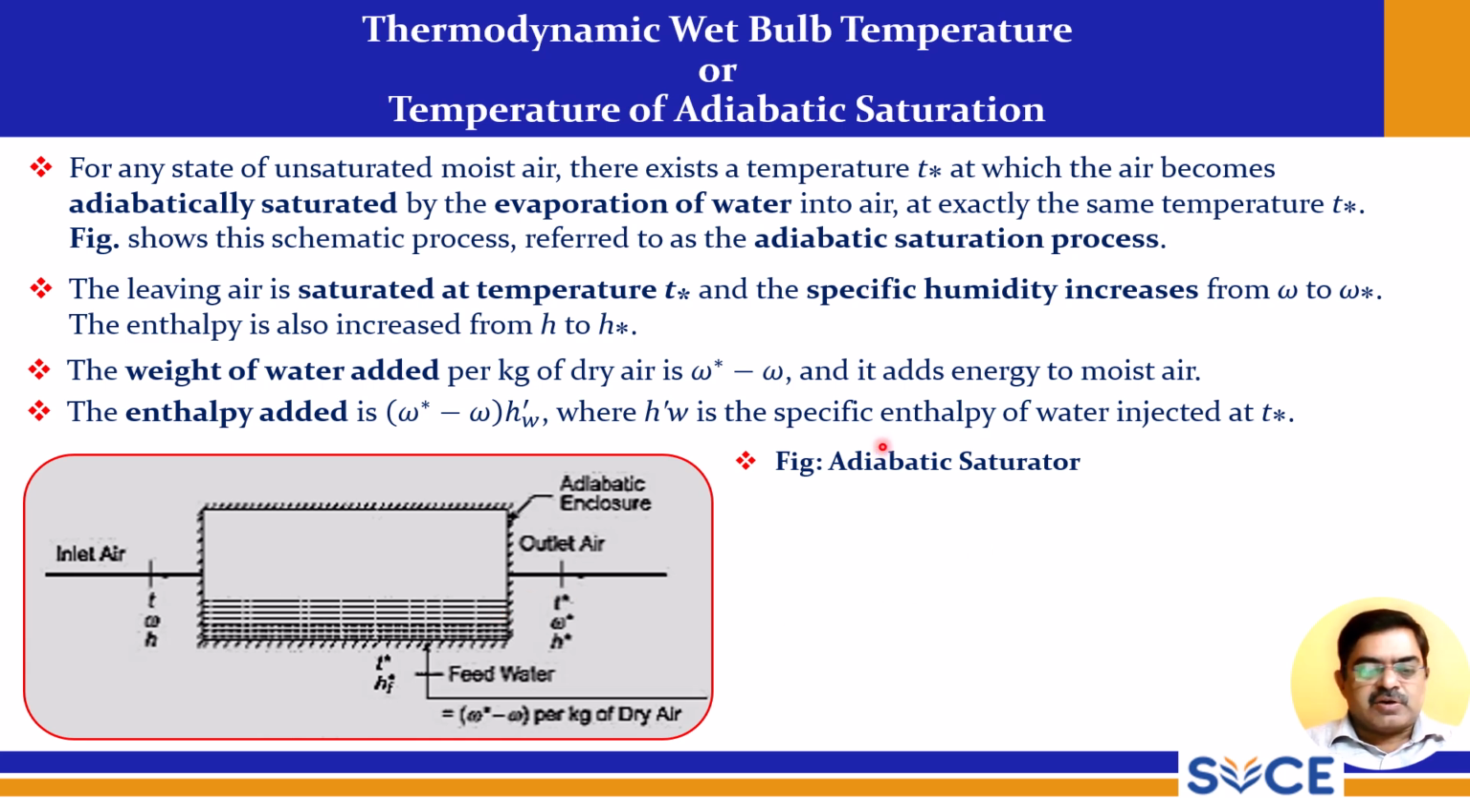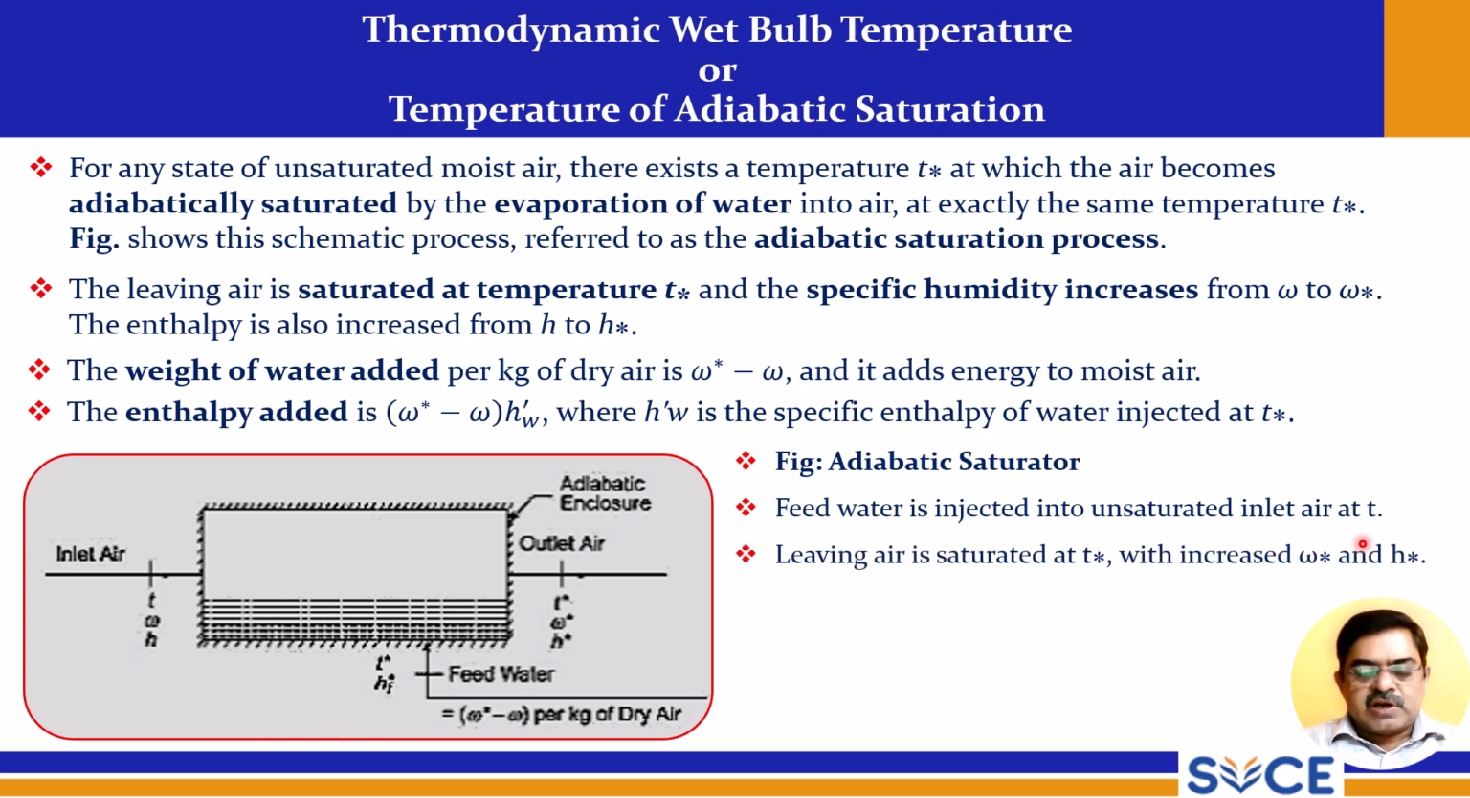So this figure is known as the adiabatic saturator, and feed water is added into unsaturated inlet air at T, and the leaving air is saturated at T star with increased omega star and H star. Mass and energy are conserved over the control volume. So that is the final conclusion from this. And now from this diagram you can conclude these 3 points.